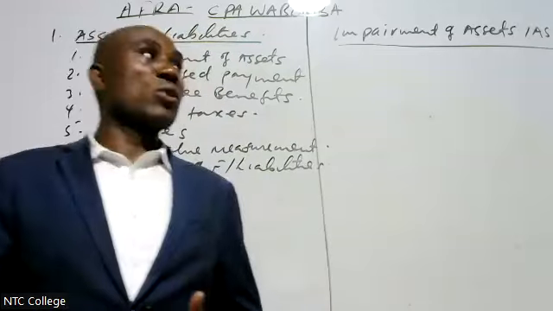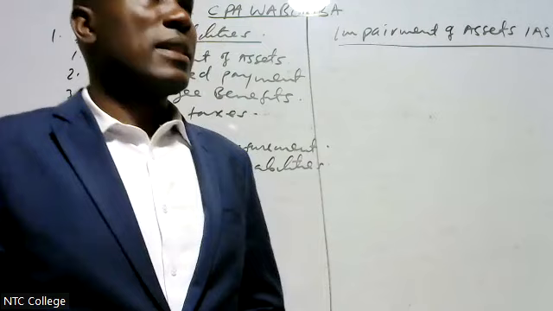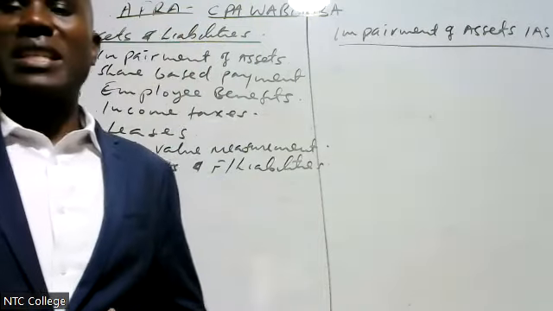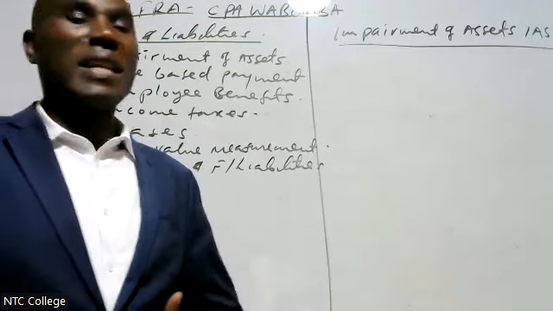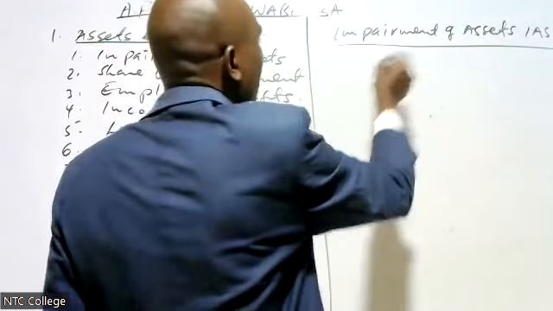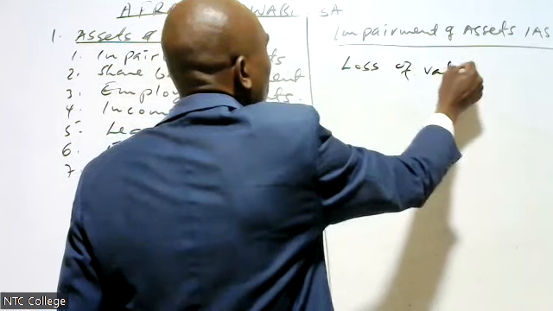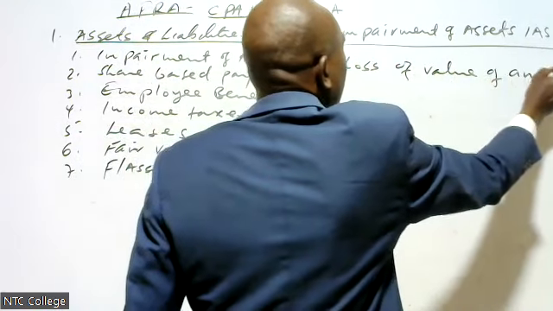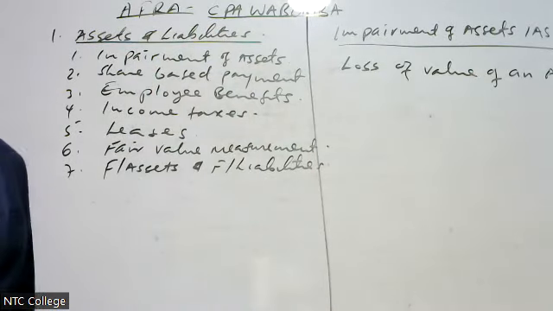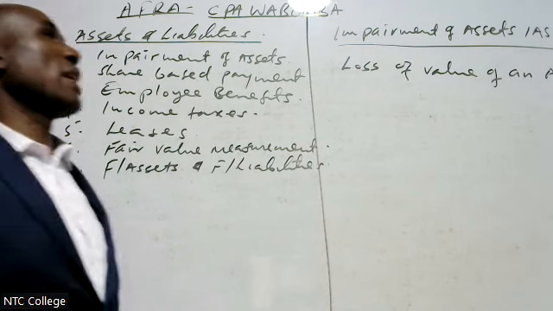That is the big question tonight. What is impairment? Sometimes when I ask you what is impairment, you will tell me that it is the loss of value of an asset. Definitely, you will tell me that impairment is the loss of value of an asset. That is very correct, but it's not as correct as I, as Mwalimu, expect you to say.